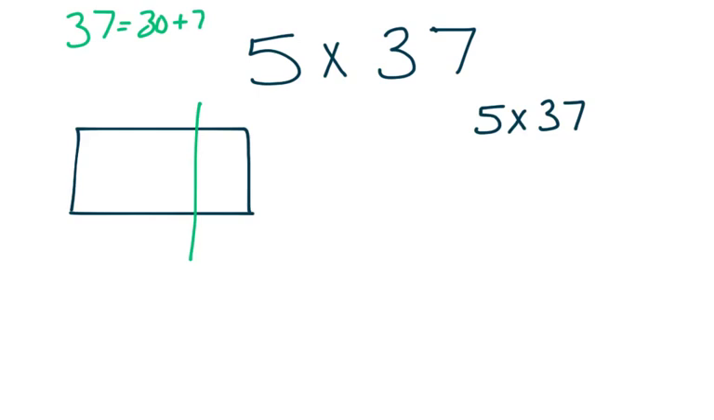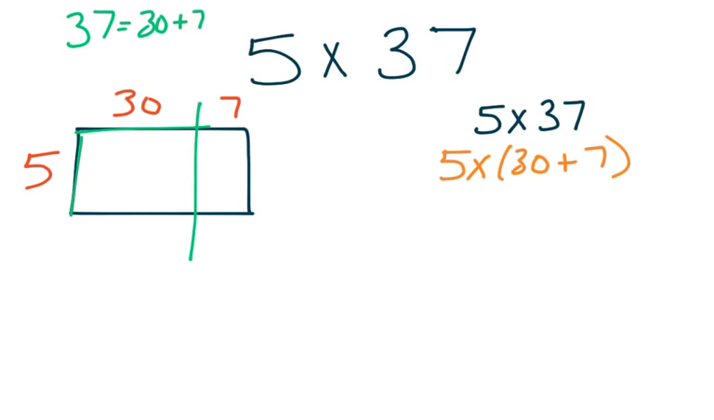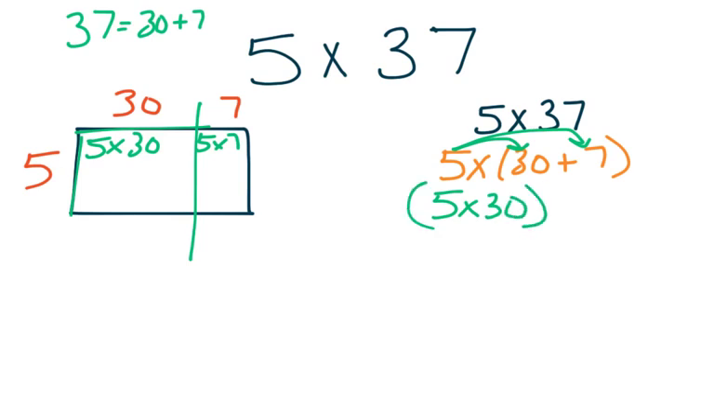I'm already over here, so I have 37. I've expanded to 30 and 7, and my 5 is going to be on my side. Over here, I rewrote my problem. I'm now going to expand it to 5 times 30 plus 7. My next step is to write those individual multiplication problems to solve for my partial products. 5 times 30, 5 times 7. Over here, I'm going to distribute my 5 inside my parentheses. 5 times 30 plus 5 times 7.